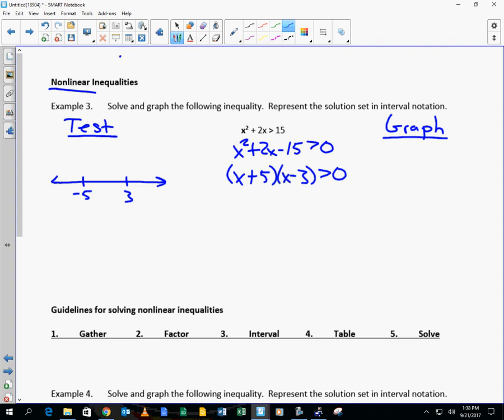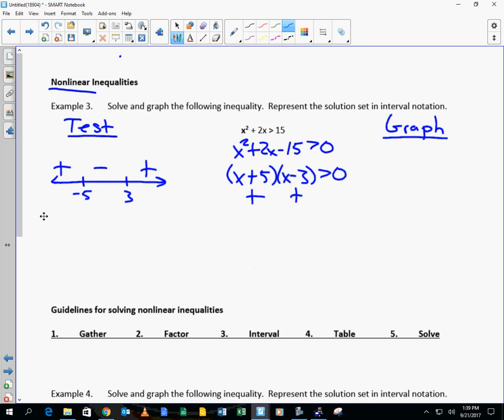Let's test a point. What's a number to the left of negative 5? Negative 6, let's plug it in. What's negative 6 plus 5? That's negative. What's negative 6 minus 3? Negative. What's a negative times a negative? I don't even need to compute it. I just need to know if it's positive or negative. What's the number between negative 5 and 3? 0. 0 plus 5, positive. 0 minus 3, a positive times a negative. What's the number to the right of 3? Plug in 4, positive or negative? Positive times a positive.